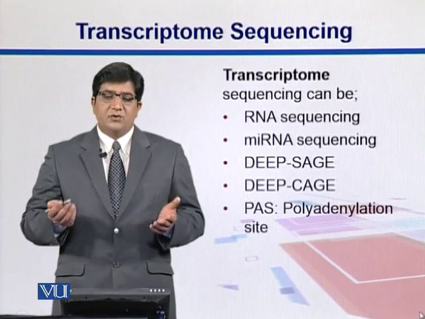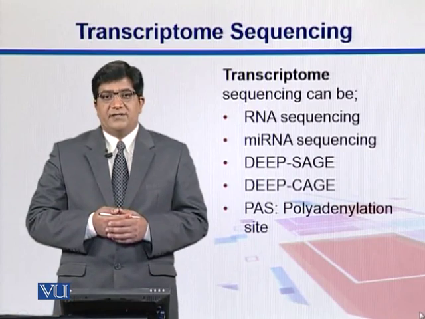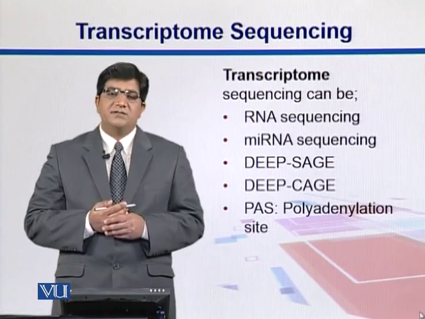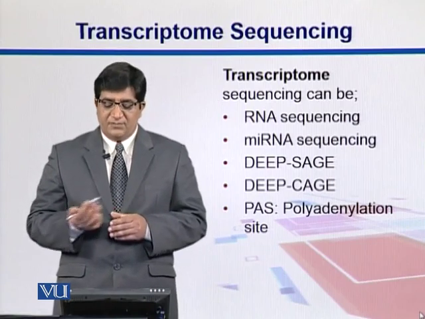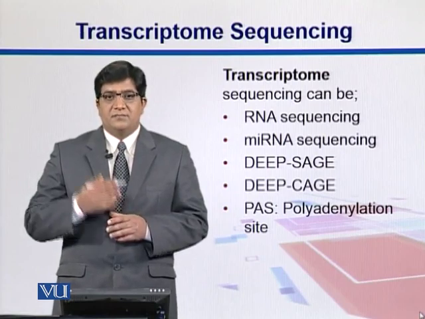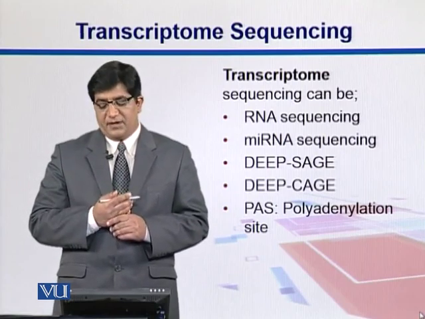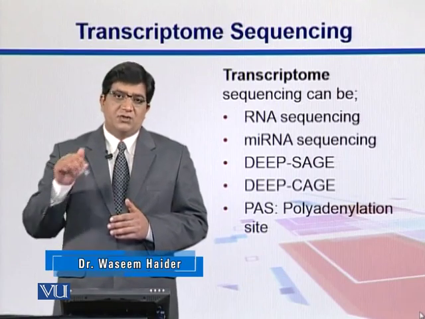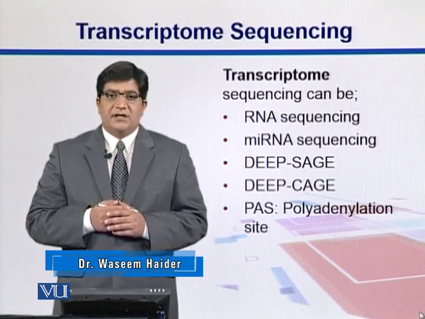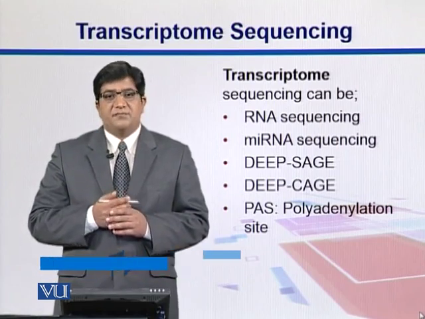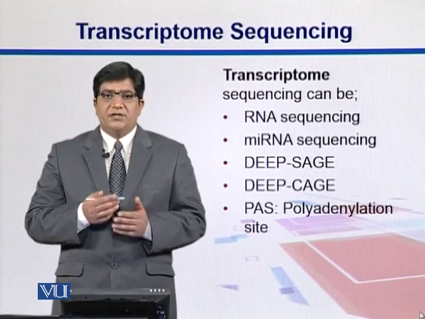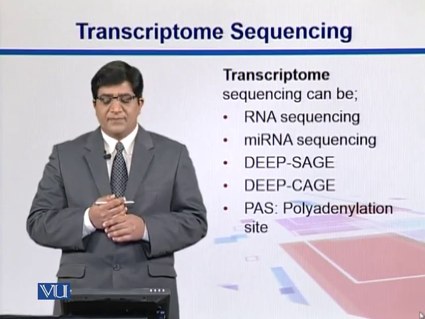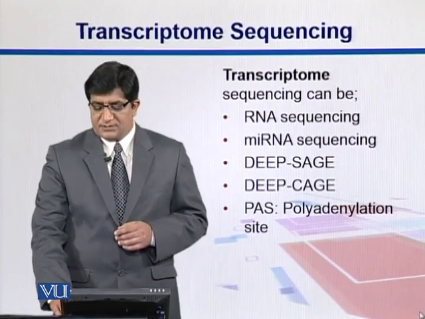So transcriptome sequencing can be what we call RNA sequencing, where we study the messenger RNA mainly. It can be microRNA sequencing, deep SAGE, deep CAGE. These are the old techniques, but now SAGE has been replaced by RNA sequencing or RNA-seq. That was also focusing on capturing the messenger RNA, or the expression of the genes in terms of messenger RNA. We can also study the polyadenylation sites, the sites where poly A tails are attached to messenger RNA. That is also included in transcriptome sequencing.